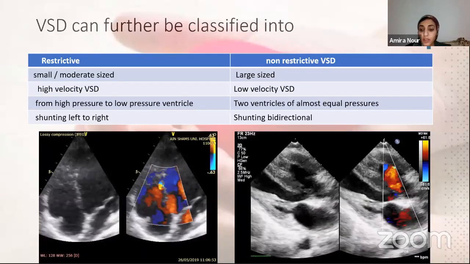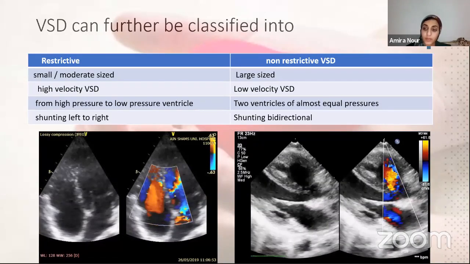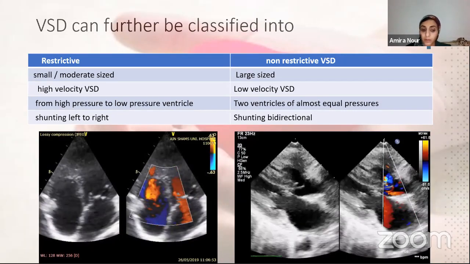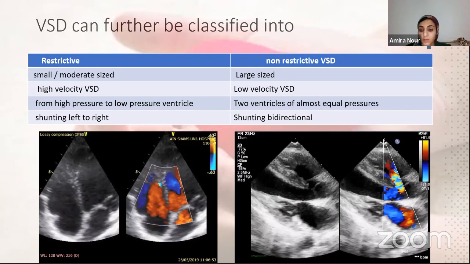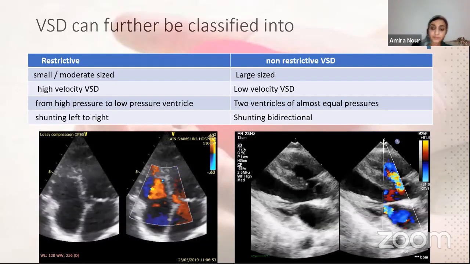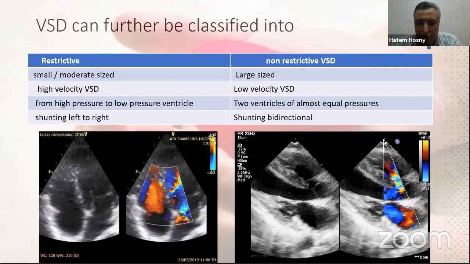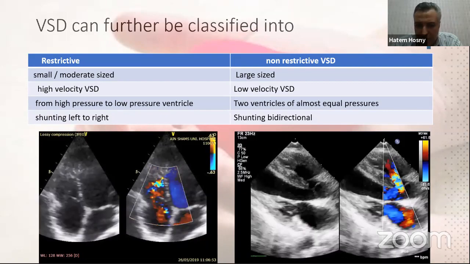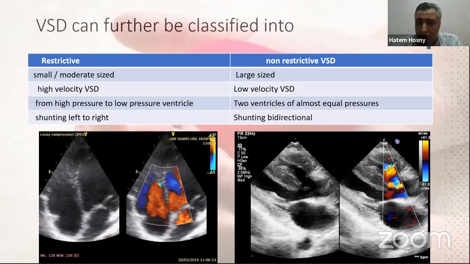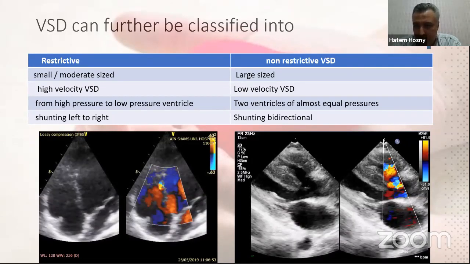The systemic pressure here is 100 millimeters of mercury, and the pressure drop is 20. So if we wanted to obtain the pulmonary artery pressure or the right ventricular pressure, it will be 80 millimeters of mercury. So this is mostly a non-restrictive VSD. I see. So 80 millimeters of mercury in the pulmonary artery is very high, significant pulmonary hypertension. Again, all the hemodynamic changes will occur, even though there is a small pressure drop.